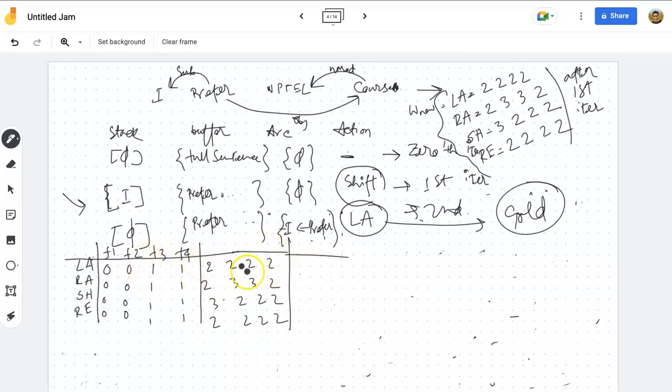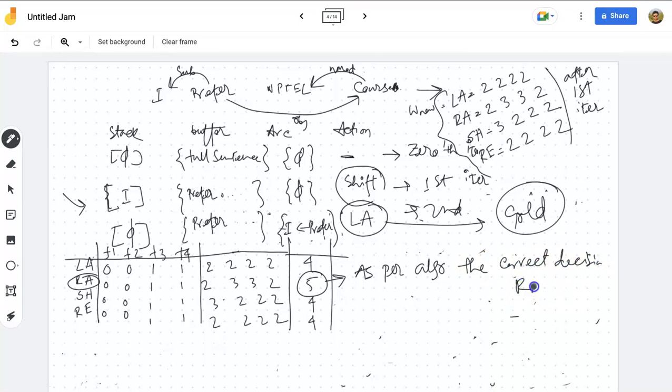So just add the last two things. Because last two values are 1, so it is 4, it is 5, it is 4, it is 4. So again, if you take the argmax, this is the highest value, and the action corresponding to it is right arc. So as per the algorithm, the correct decision should be right arc. But as per your gold dependency structure, left arc is the correct thing.